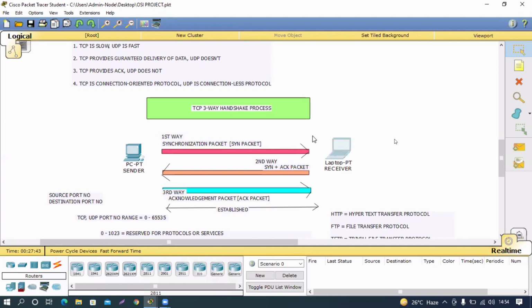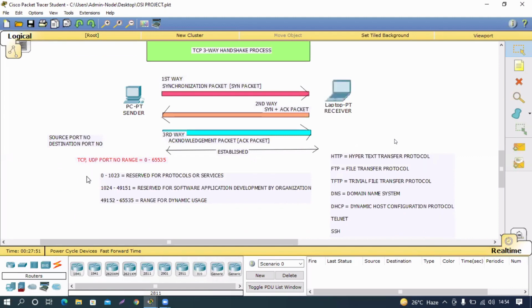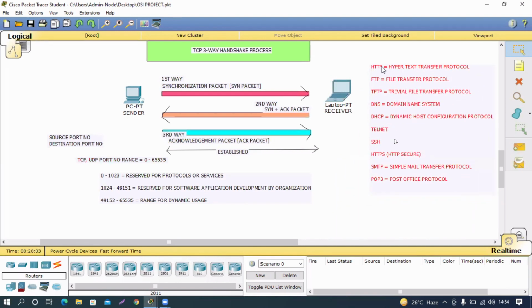Whatever data this machine sends, the other provides an acknowledgement of it. All these TCP and UDP connections are always built on port numbers, everyone. The port number range is 0 to 65535. 0 to 1023 are reserved for protocols and services like HTTP, FTP, TFTP, DNS. This entire range 0 to 1023 is reserved for this type of protocols. 1024 to 49151, these TCP and UDP port numbers are reserved for companies in the software development business.